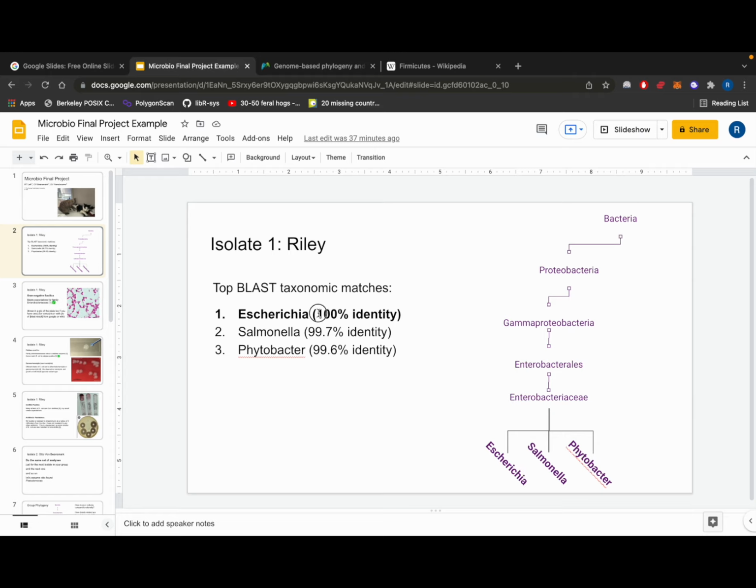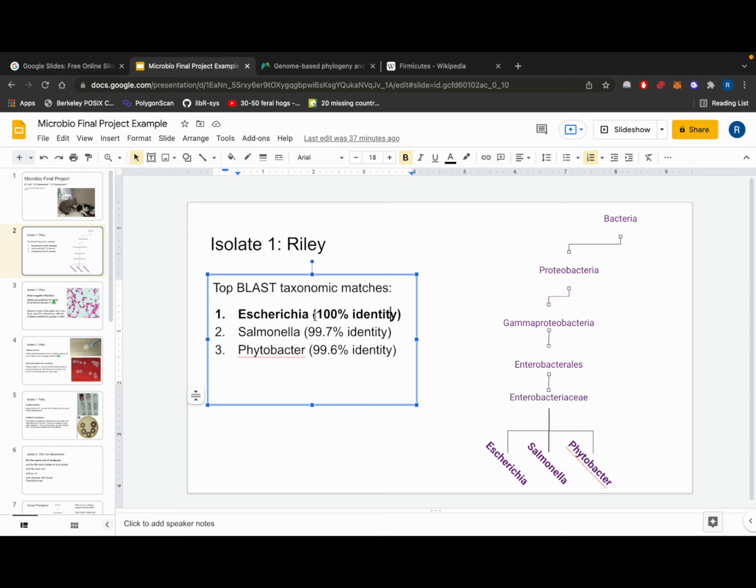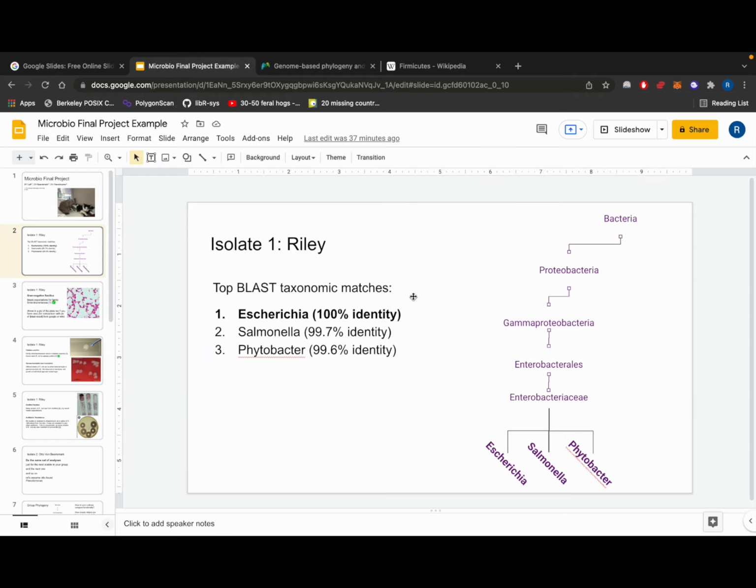And so if this were the case for someone, Escherichia, Salmonella, and Phytobacter all fall under Enterobacteriaceae. Even if this match wasn't 100%, say it was 99.6, 99.8, whatever, we could still be really, really confident that our isolate, our culture, would also fall somewhere under Enterobacteriaceae, just because all of the closest options fall under the same group.